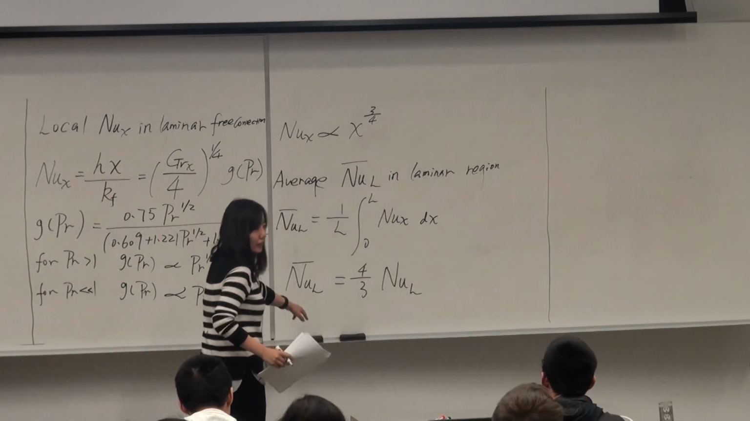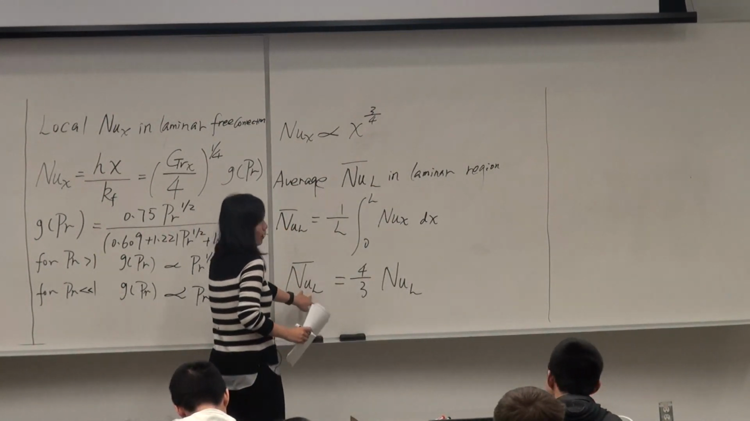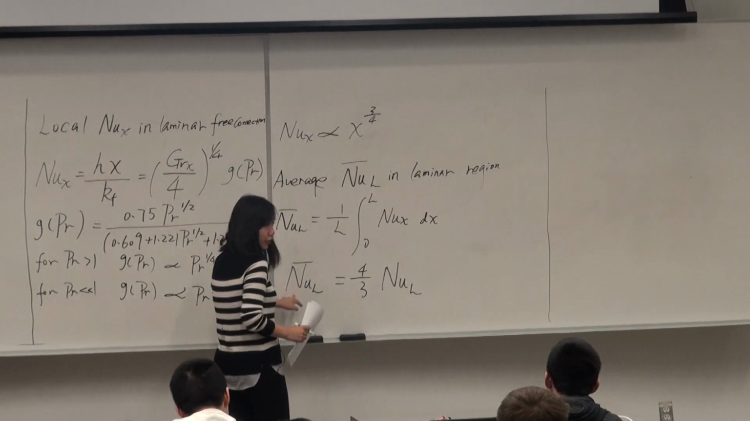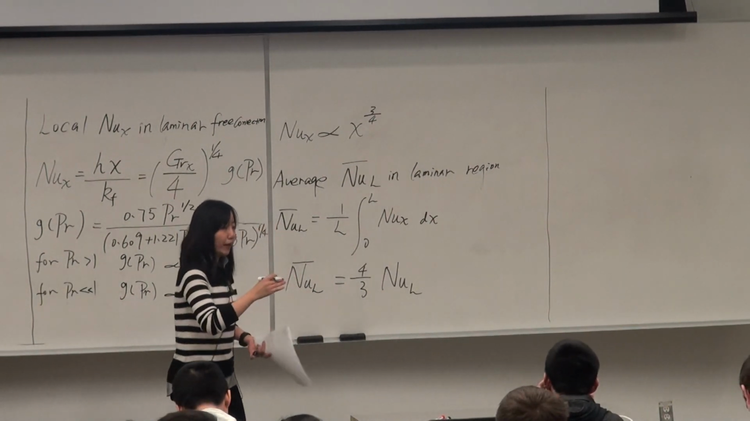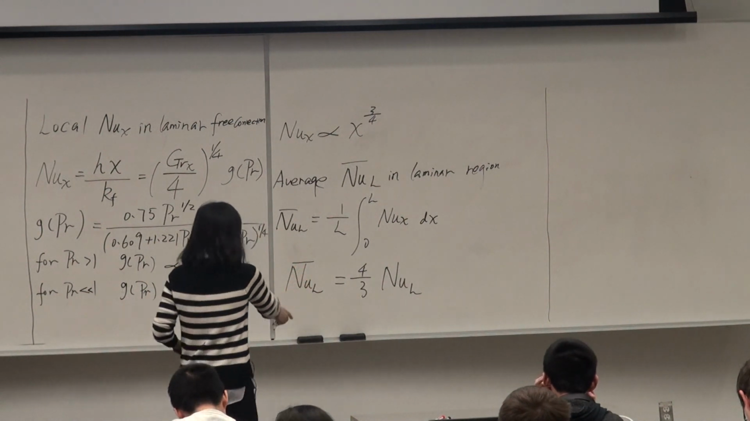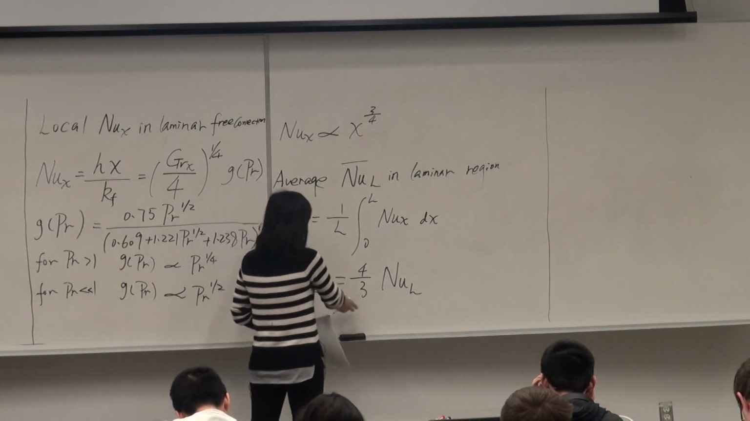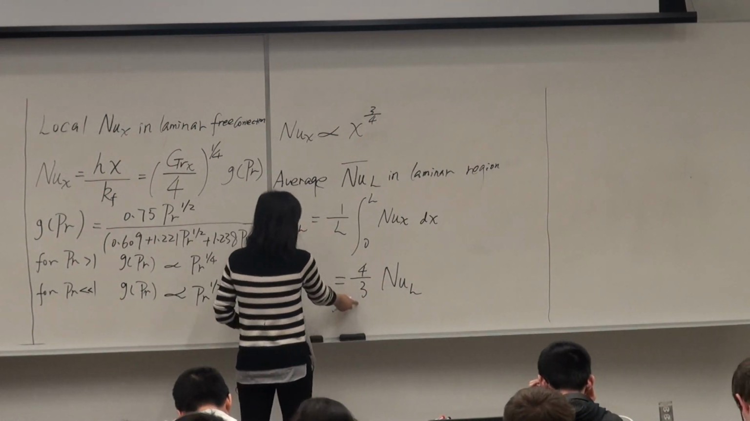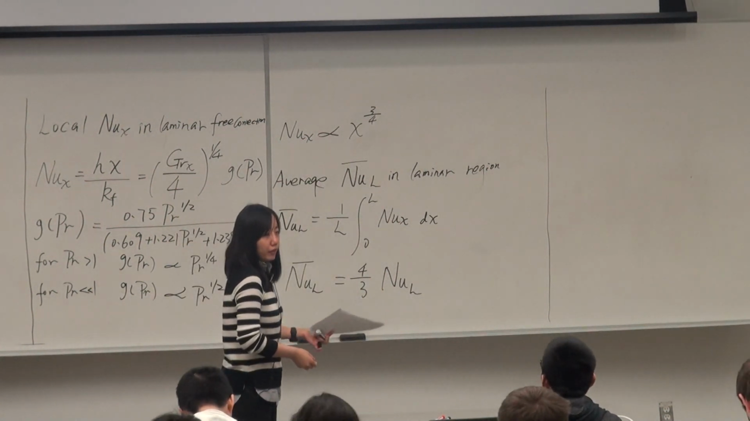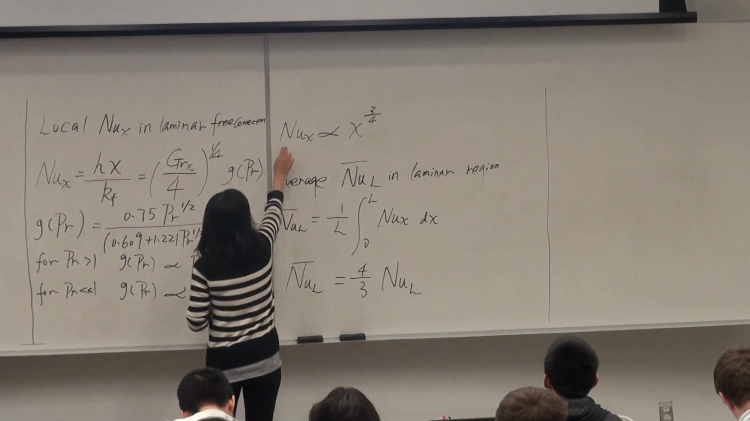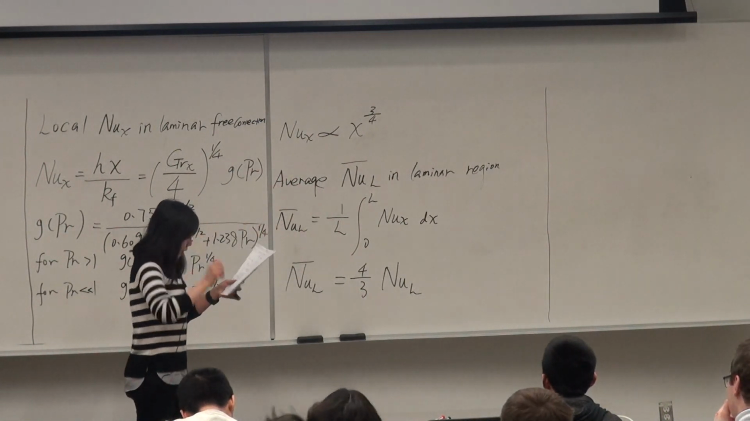I don't put x here, x bar here, because x means a local value. Your average Nusselt number over a range, a vertical plate with height of L, the average value in the laminar region is simply 4/3 times that local value. That's given, start from here.